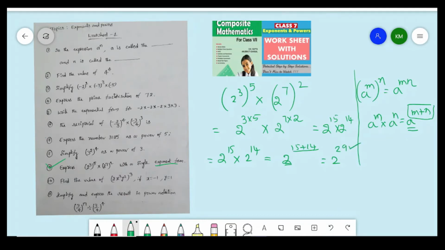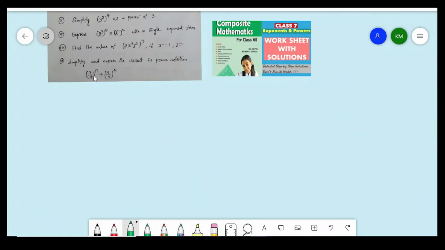29 is the power. So when we express (2^3)^5 multiplied by (2^7)^2 in a single exponential form, you will be getting the answer as 2 raised to the power of 29. Let us move to the next problem, number 10.